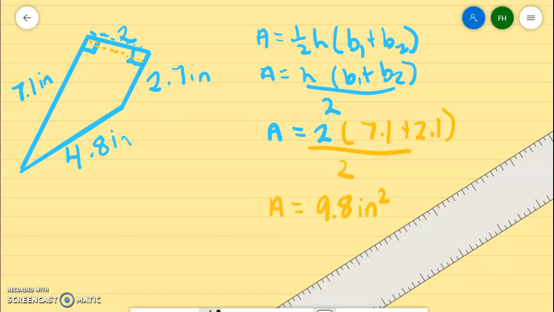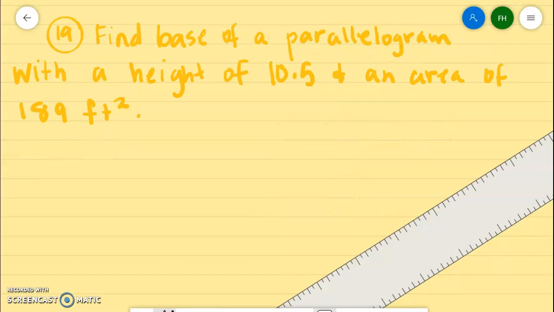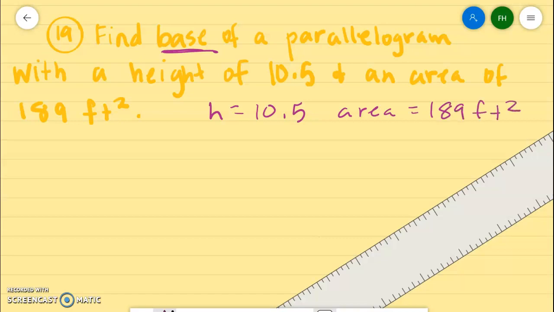square inches. To find the base of a parallelogram with a height of 10.5, so we're trying to find the base. We know the height is 10.5, and we know the area is 189 square feet. So we're working backwards. We're using the area formula for a parallelogram. Remember, a parallelogram, I think it kind of looks like a rectangle type thing. So the formula is base times height.